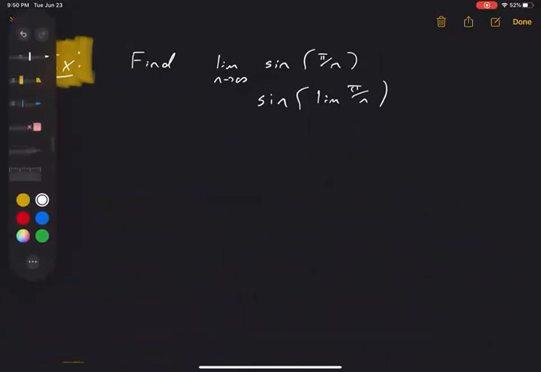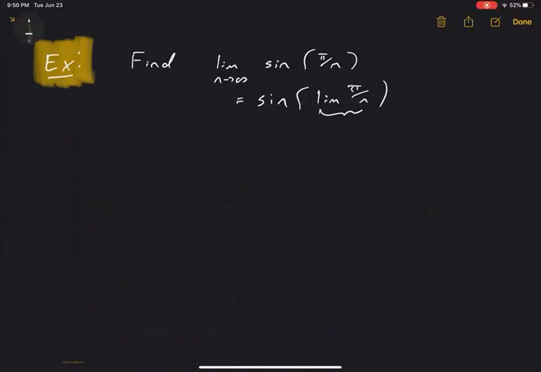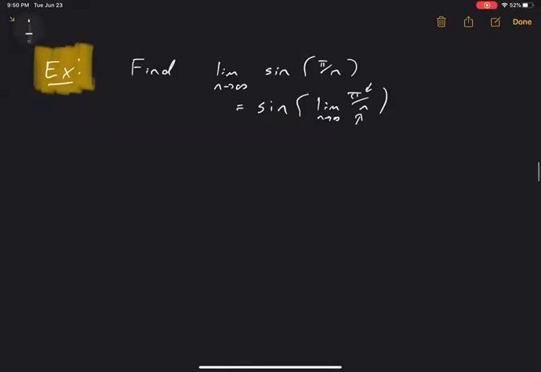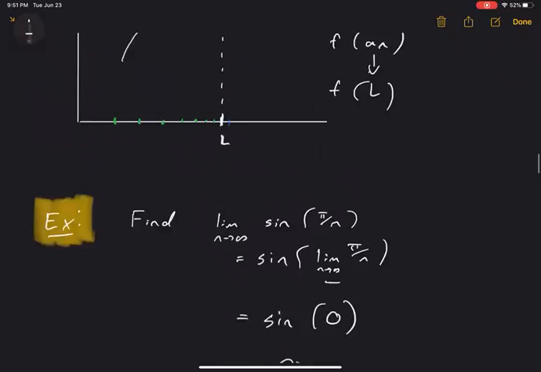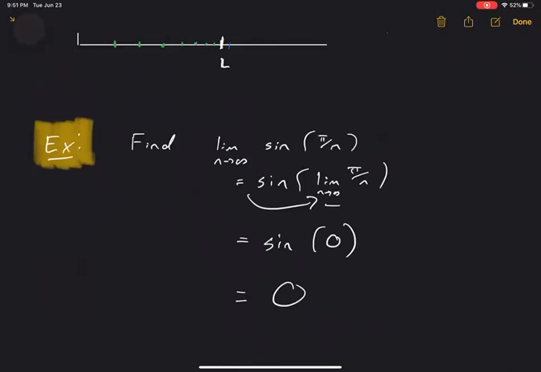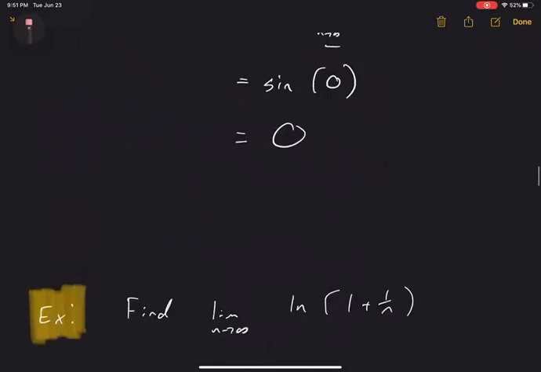Now forget about the sine for a second. What's the limit of pi over n as n goes to infinity? Well, pi is just a constant, and then we're dividing by a larger and larger number, so this limit goes to 0. And so I should just have the sine of 0, which is equal to 0. And it's not even that many steps. It's basically just about bringing the limit inside the continuous function. So it's a very powerful technique.